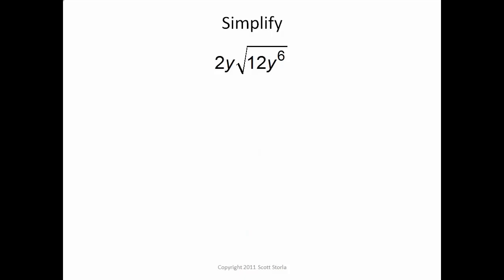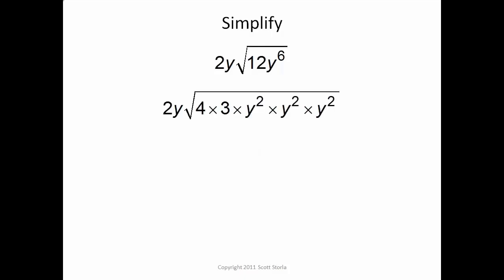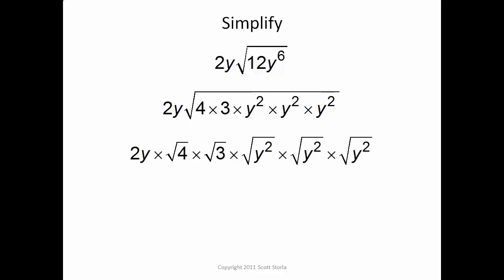Here's another. If we think of 12 as 4 times 3, we can then use the product property and simplify and multiply to get 4y to the fourth square root of 3.